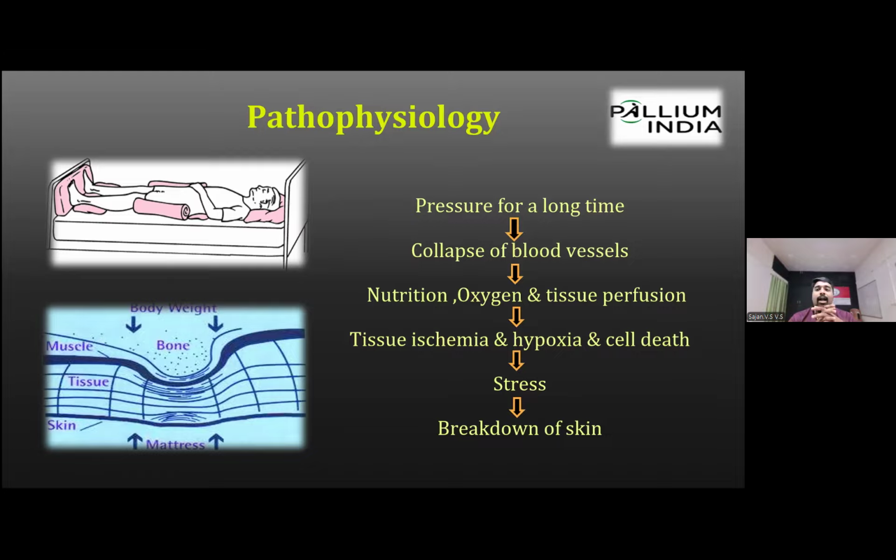In between, the underlying small and large blood vessels collapse. Because of that, adequate blood supply is not getting to the tissues and cells. With inadequate blood supply, adequate nutrition and oxygen are not getting there, or are reduced. Because of that, the tissue becomes ischemic or hypoxic. At last, the skin gets stressed and breaks down, and then this type of pressure injury develops.